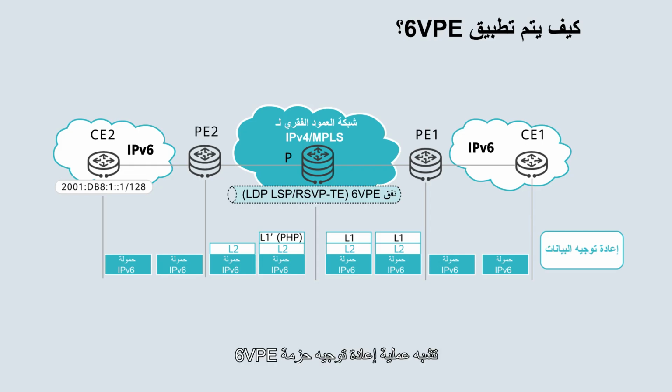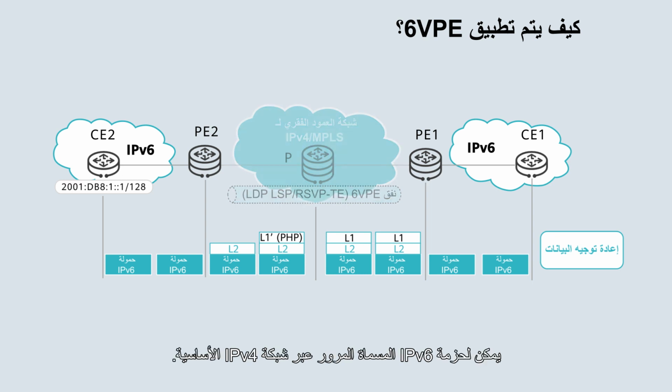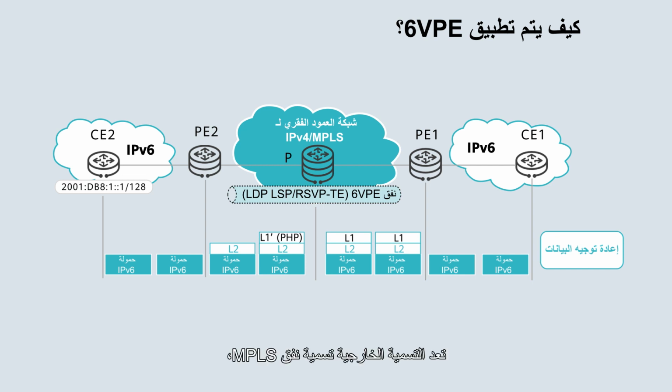Next, let's take a look at the packet forwarding process of a 6VPE tunnel. 6VPE packet forwarding is similar to BGP or MPLS IP VPN packet forwarding. 6VPE adds double labels to an IPv6 packet so that the labeled IPv6 packet can pass through the IPv4 core network. The outer label is an MPLS tunnel label, indicating how to reach the BGP next hop. The inner label is a VPN IPv6 label, which is used to determine the outbound interface of the packet and the VPN to which the packet belongs.